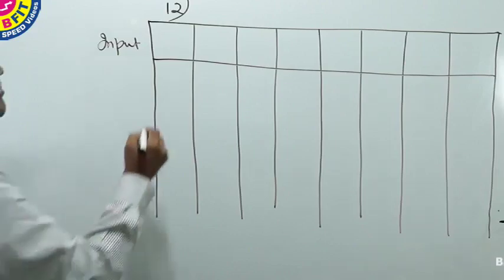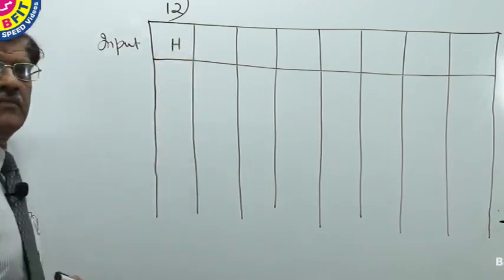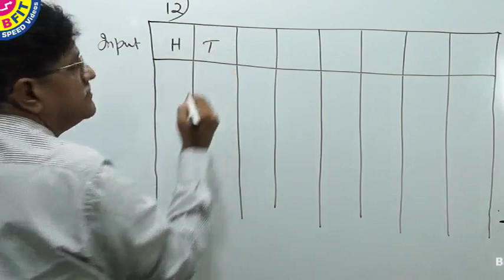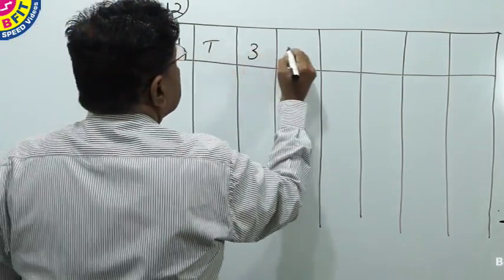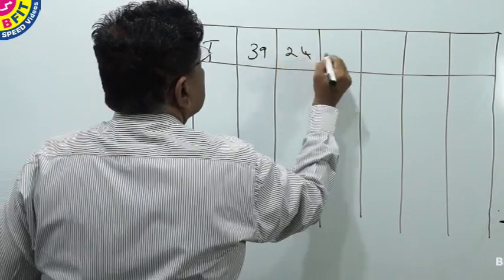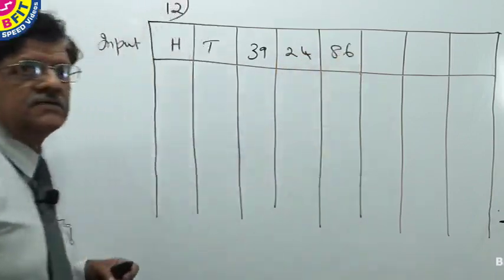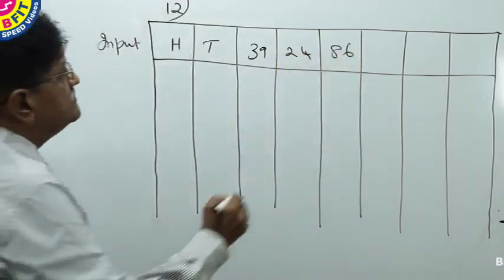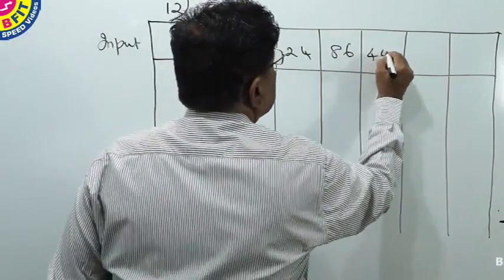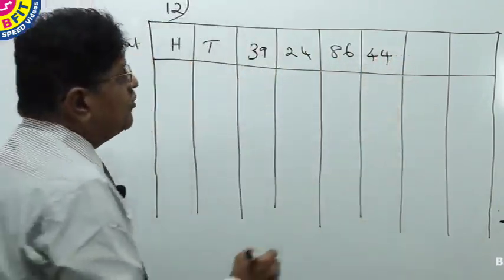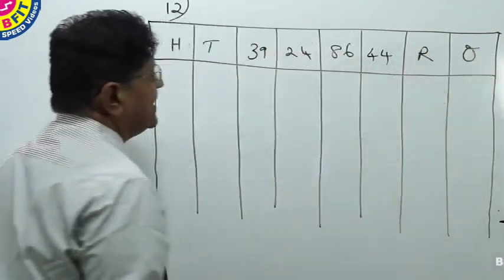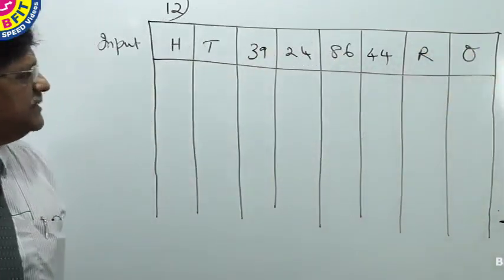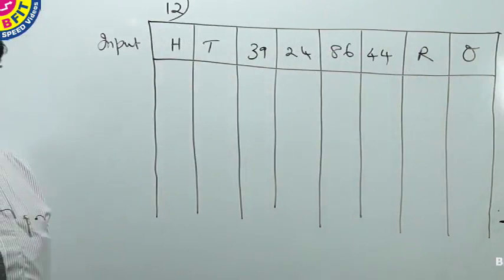Input is home, turf, 39, 24, 86, 44, roll over. RO. Always write O like this so that you won't mistake it for 0. Sometimes we confuse between O and 0, you know. So we won't do that.